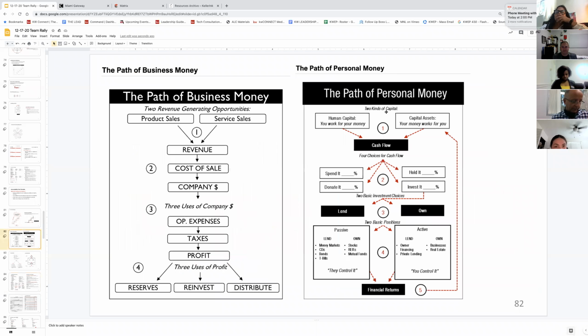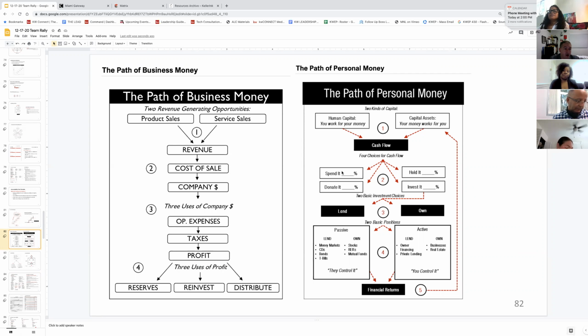How about this one? The path of personal money. You either make money or money is coming in from your investments. Either one is called cash flow. Whether you're grinding every day or you have investments bringing in passive income, either way it's called cash flow. When you have cash flow, you have 4 ways to leverage it. You can spend it, which is what most Americans do.